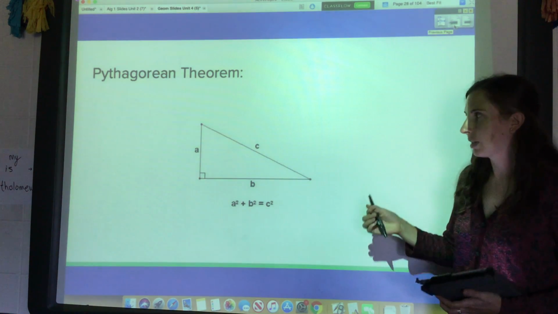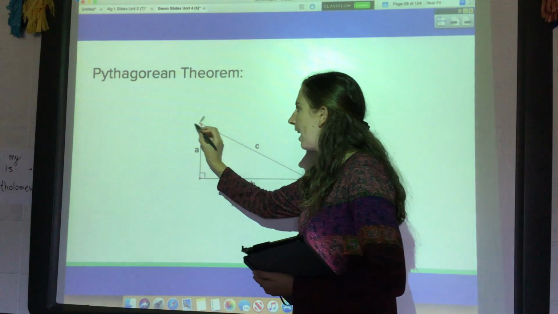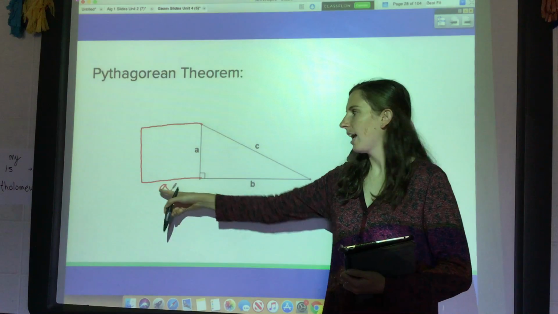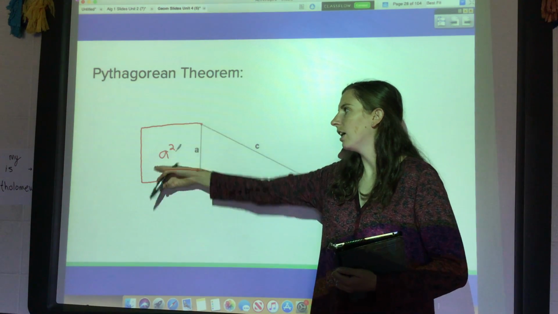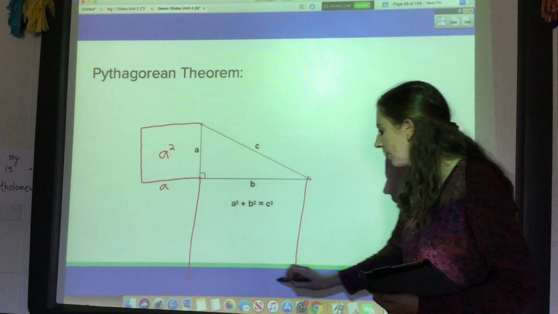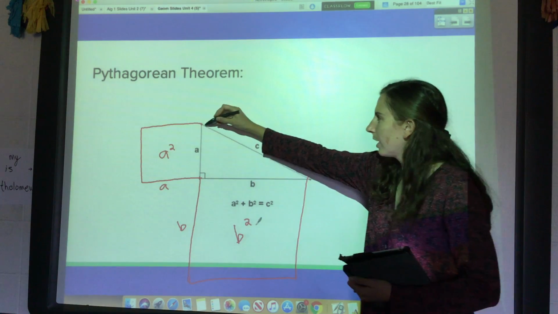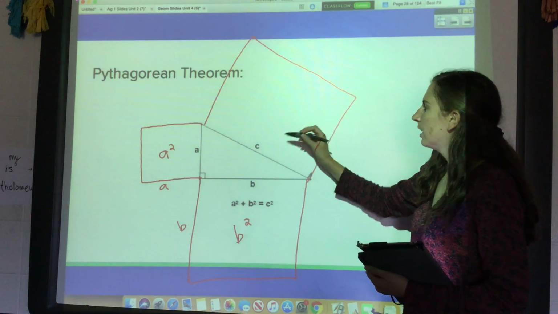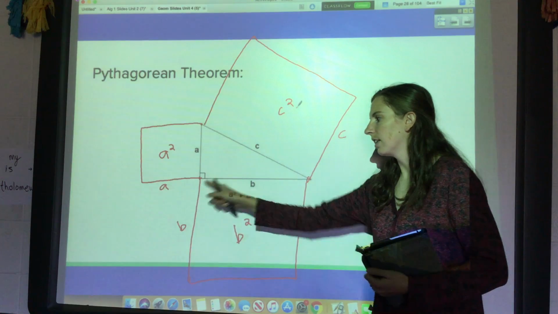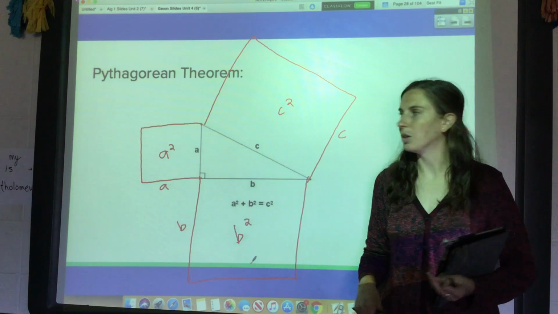I do want to point out something about the Pythagorean Theorem, which is cool. When we say a squared, it literally makes a square. It's a square that is a by a. A times a is a squared, so the area of this square is a squared. The area of a square that is b by b would be b squared. And if we made a square out of the hypotenuse c, c times c would be c squared. Literally, if you compare this area plus this area, it equals this area. That only works for right triangles, but that's still pretty cool.